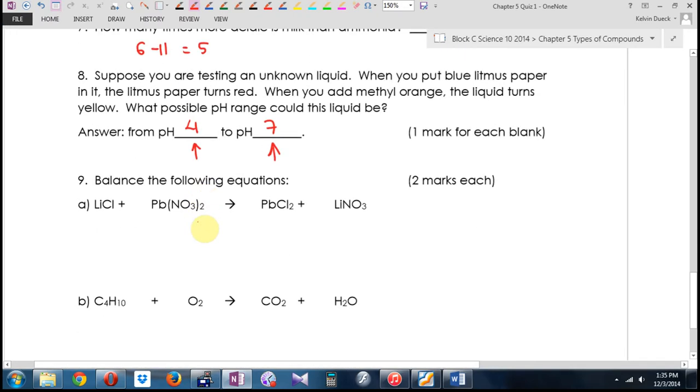Really, Mr. Dueck? Yeah. We have to be able to balance equations. There's going to be some balancing equations on this test as well. And on the next test. And you know what, Cameron? That means you're normal. It is tough. I'm not kidding when I said this is the single toughest concept.